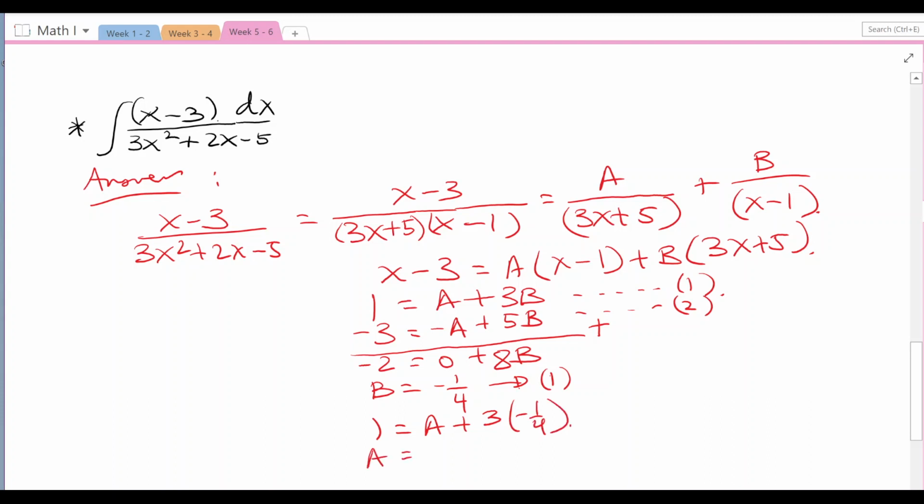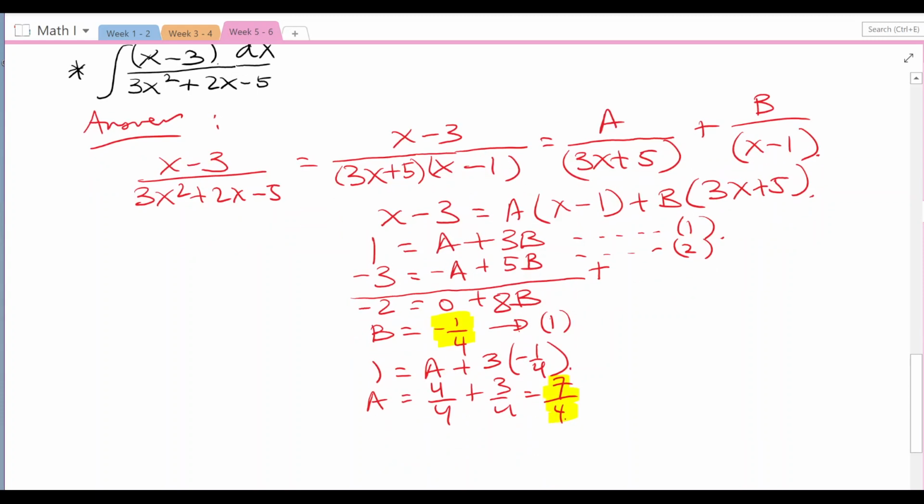Therefore a equals 1 equals 4/4. Okay, 4/4 plus 3/4 becomes 7/4 as our b. That's our a, so that's our b, and then this is our a. So plug the values of a and b back into the original equation, and then take the new integral. So we can write down the whole thing.